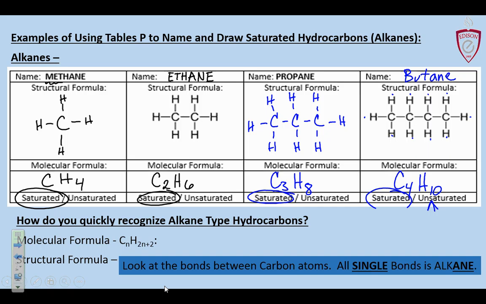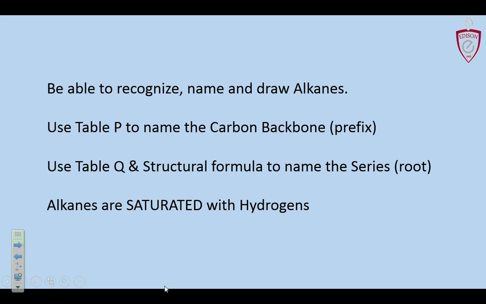Try and draw it out, or go apply the general formula, and you're probably good. Whatever works for you. So, we want you to be able to recognize, name, and draw alkanes, the simplest hydrocarbons. Guess what? There's practice. There's table P to help you find the carbon backbone. That carbon backbone is, by the way, by definition, the longest carbon chain I can pull out. In this case, real simple.